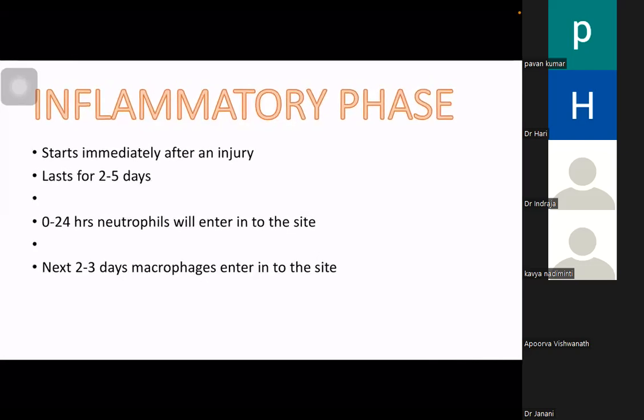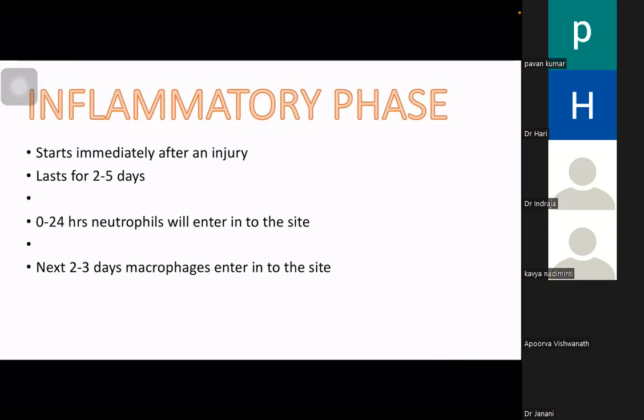And the inflammatory phase starts immediately after an injury. It will last for around 2 to 5 days. In the initial 24 hours, there is a neutrophilic rise at the injury site. And for the next 2 to 3 days, there is an increase in macrophages at the injury site.